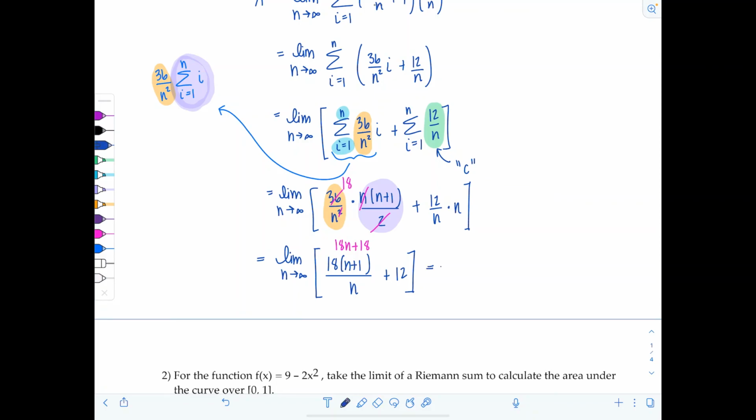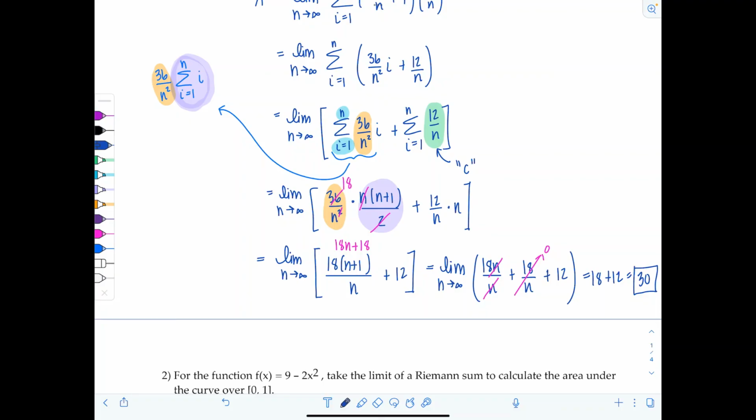And if I distribute, this is 18n plus 18 all over n. So I can write this as the limit as n goes to infinity of 18n over n plus 18 over n plus 12. And then here the n's cancel. As n goes to infinity, 18 over n is going to approach 0. So all I'm left with is 18 plus 12, which is 30. Good. So that's the answer, 30.